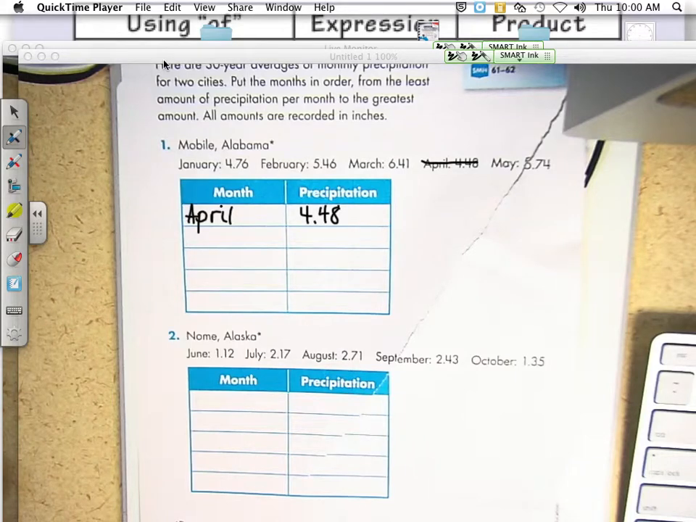We have April taken care of. What's going to come next after April? Noah? January. Can you read to me the amount of precipitation that occurred in January?